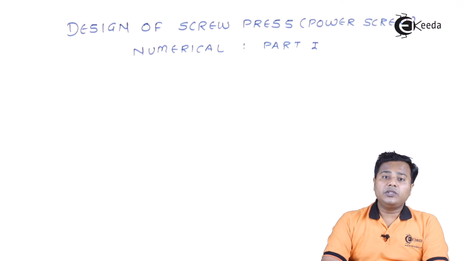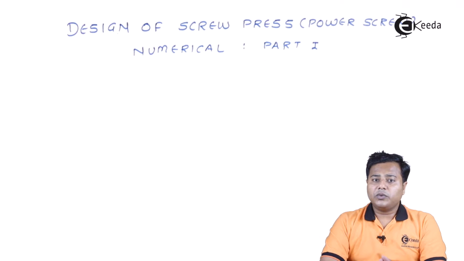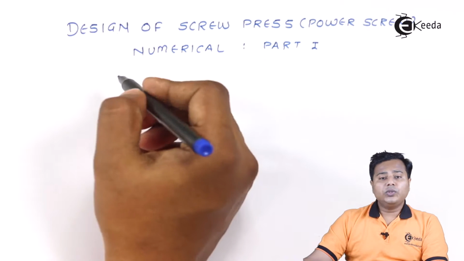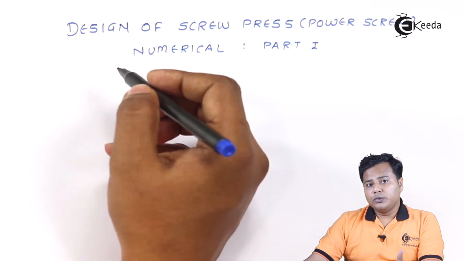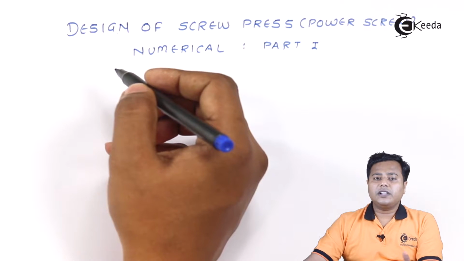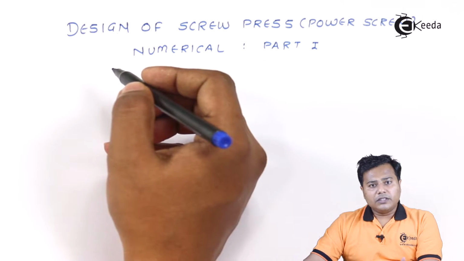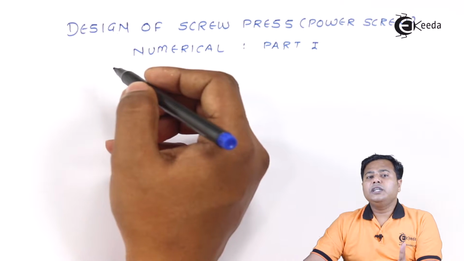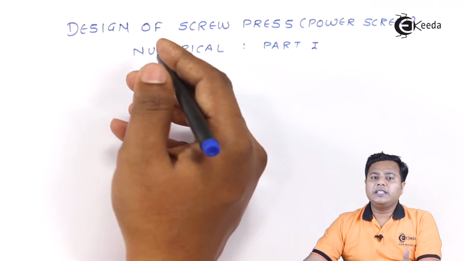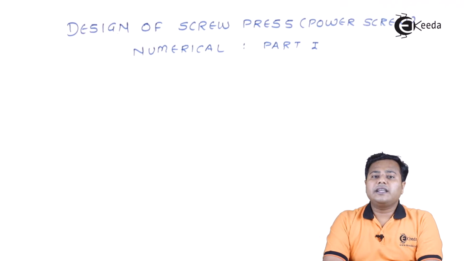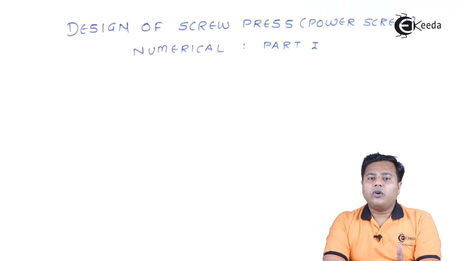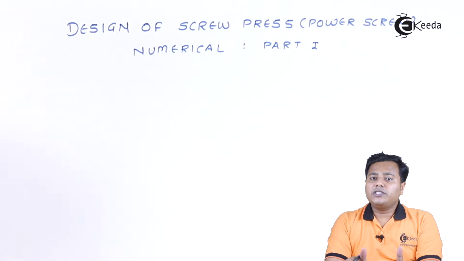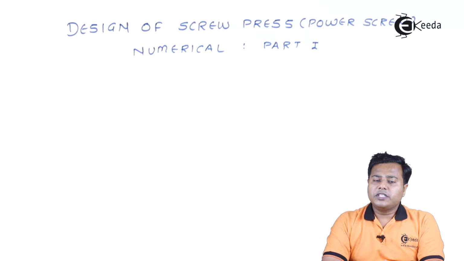We are expected to design the first part, which is very important, called the screw of the screw press. You can go through the images of screw press which are available in your books or even on Google, and look at the different components. There are basically two important components: one is the actual screw, and the second is the horizontal section of which the screw press is made up. So let us begin with it.